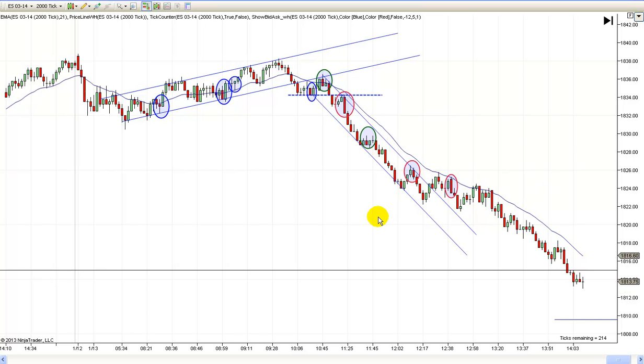This will be our chart lesson for today, and it's a pretty good trading day. It started out looking like we were going to have an uptrend, and things reversed, and the market's been selling off pretty strongly since that point.